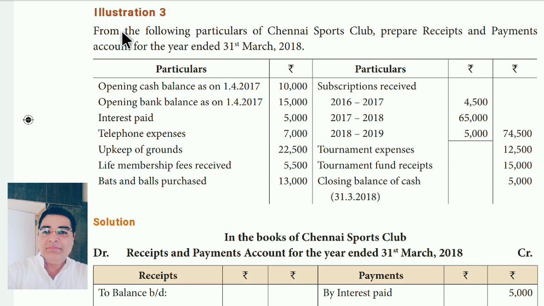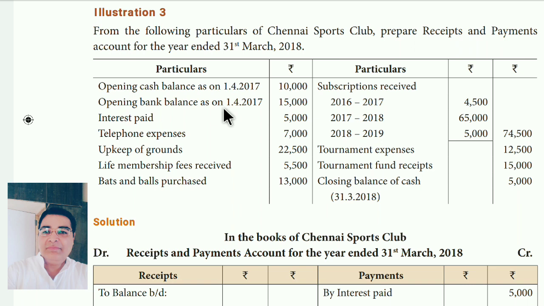Now see illustration 3. From the following particulars of Chennai Sports Club, prepare the receipts and payment account of Chennai Sports Club for the year ended 31st March 2018. Particulars of both sides are given. Opening cash balance as on 1/4/2017 and opening bank balance both will come in the debit side.